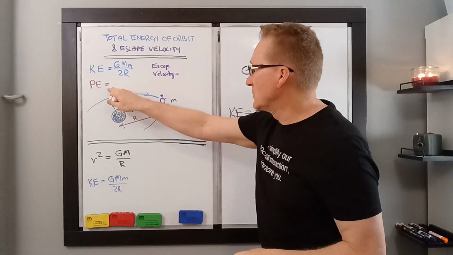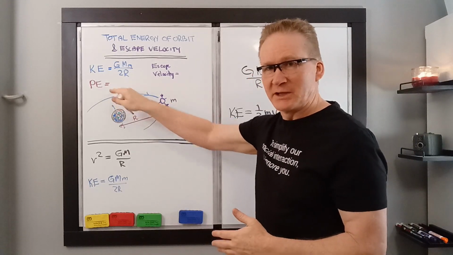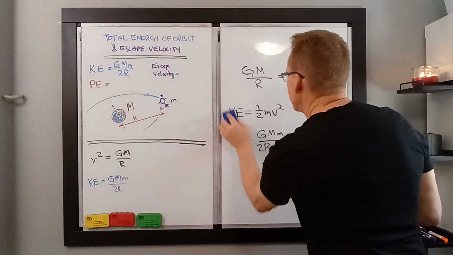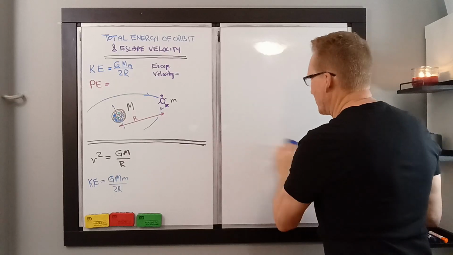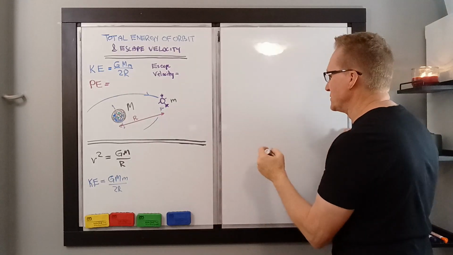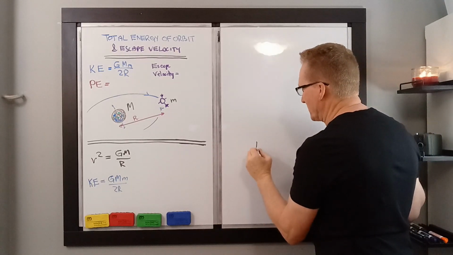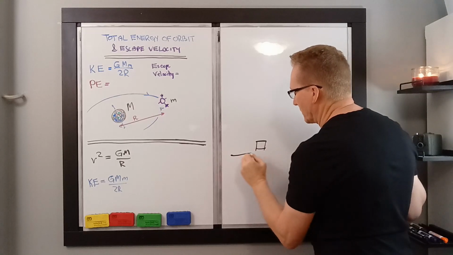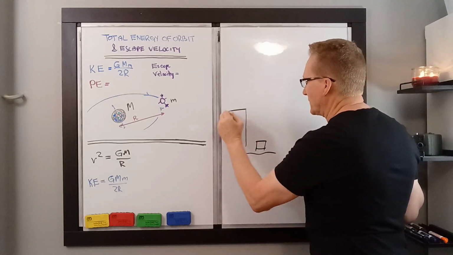Now the next thing we want to do is find out the potential energy. To do that, I'm going to erase a couple of things here and just think about this for a second. If you remember how you calculated potential energy, let's say you had this box and you were on the ground floor here and you wanted to lift it onto a table.